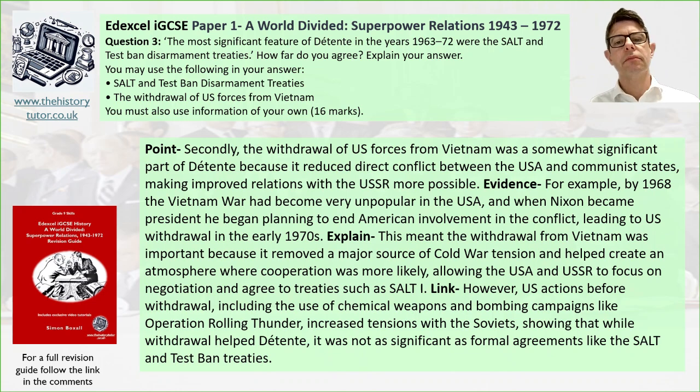However, I've said it's partly important, it's somewhat important, so I might want to have a bit of a weakness here. It's not the most important factor. I'm going to say, however, US actions before withdrawal, including the use of chemical weapons and bombing campaigns like Operation Rolling Thunder, increased tensions with the Soviets, showing that while withdrawal helped Detente, it's not as significant as the formal agreements like the SALT and Test Ban treaties.